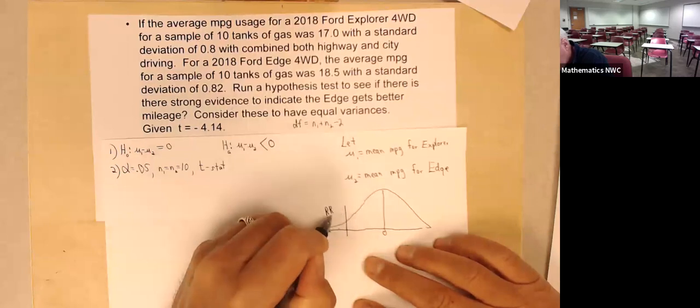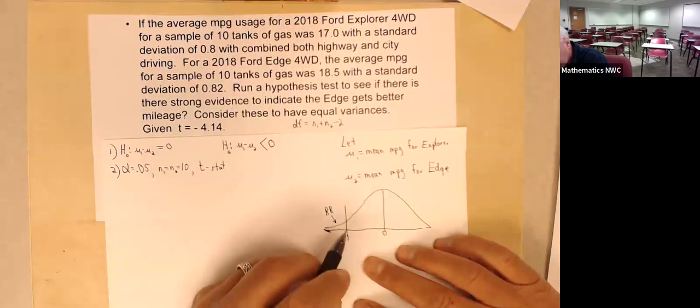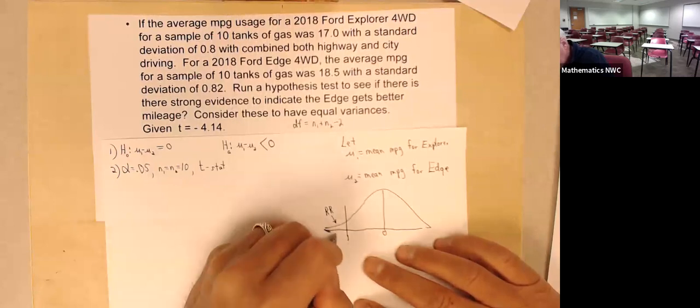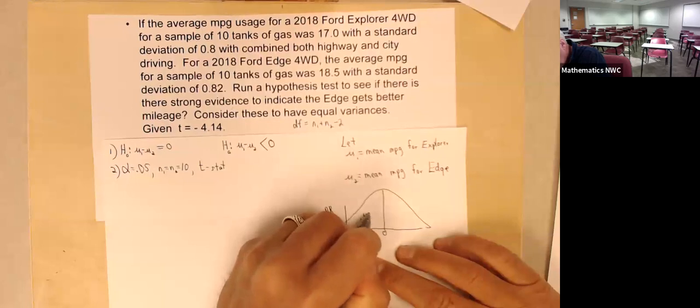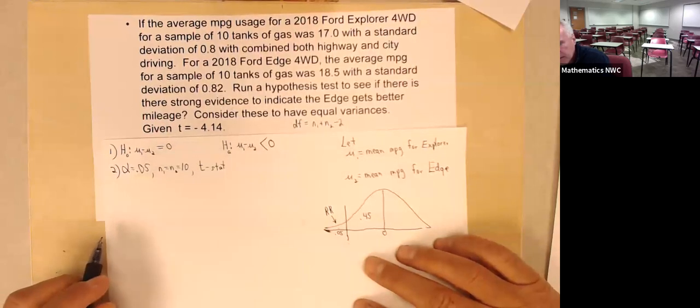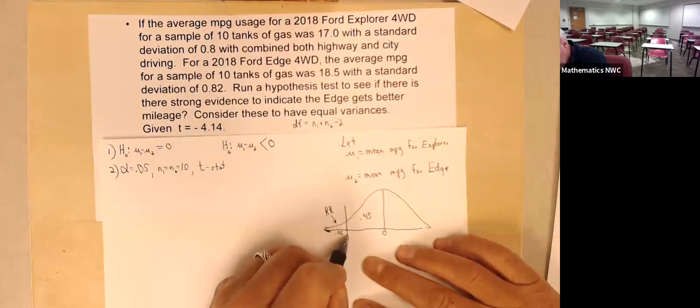My rejection region is right here. I need that line in the sand. That line in the sand is when I have the alpha amount entirely over here, with 0.95 left in there. So this alpha, 0.05, is in the rejection region. What is this t-score right here?